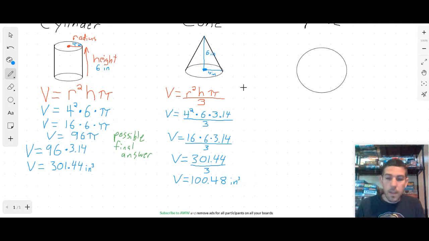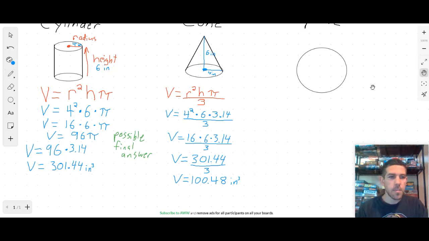Okay? So as you see, the answer for the cone, 100, was about 1/3 of the answer for the cylinder when given the same exact measurements. A cone is always 1/3 of a cylinder with the same measurements, because that last step is just divide by 3. So cone, pretty simple, just like a cylinder.